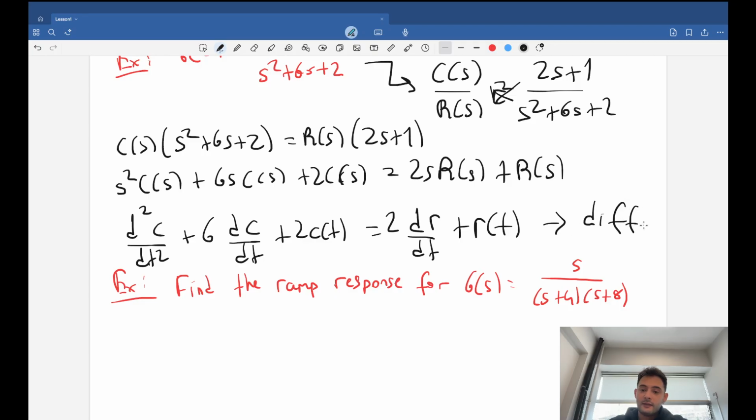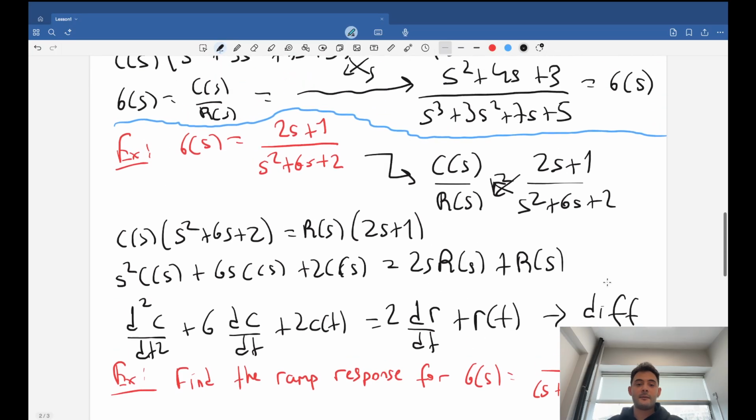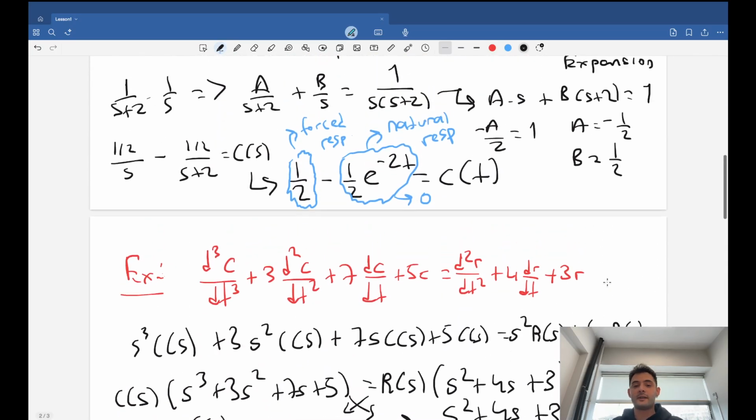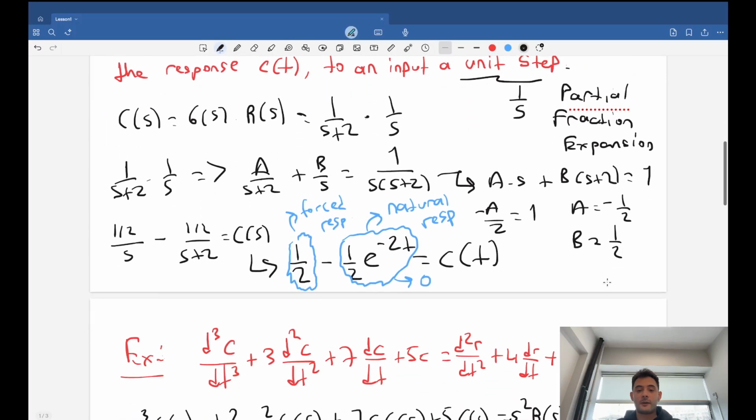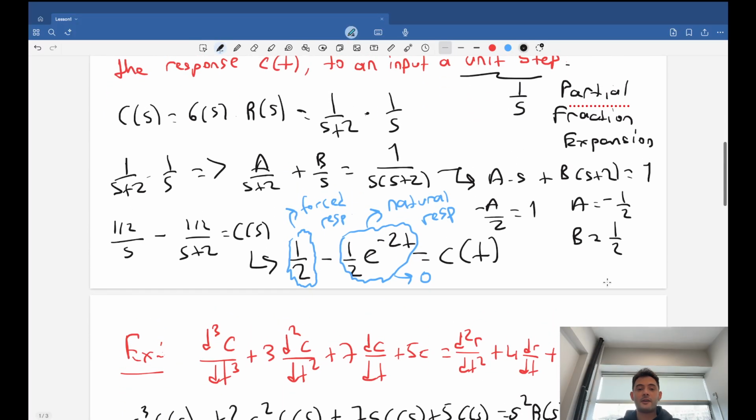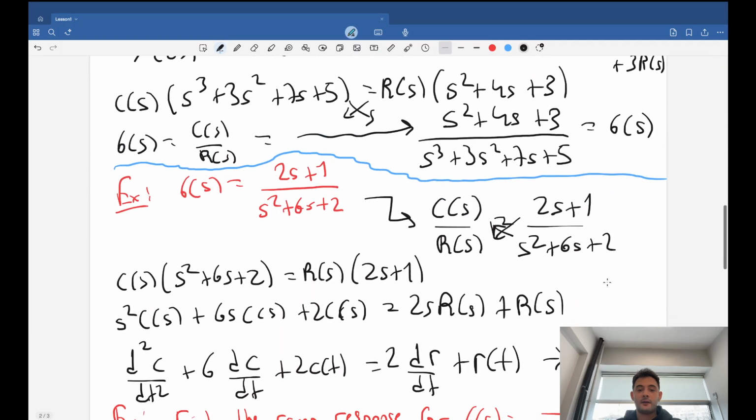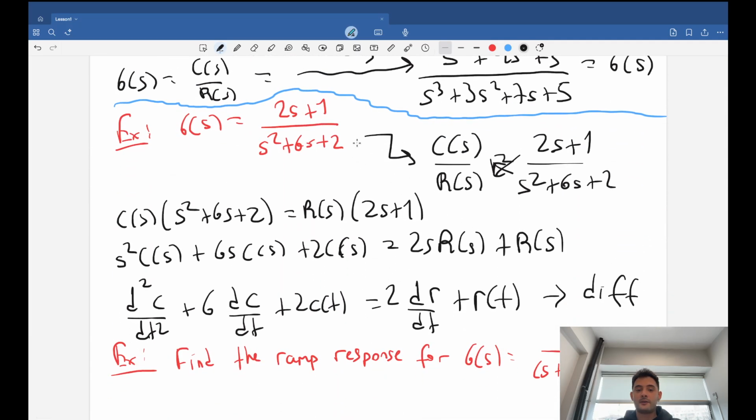So the different thing is, in the previous examples, we mostly came from a transfer function to time response, or let's say differential equation, not time response. But in this one, we came from a transfer function to find this differential equation.